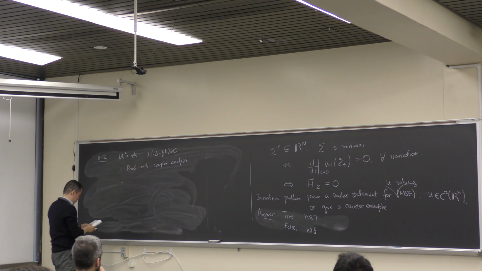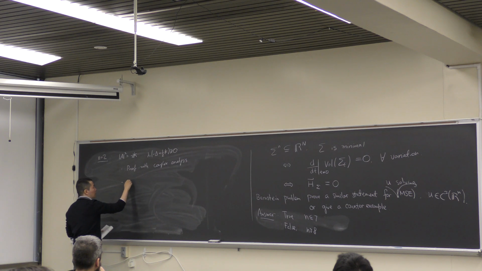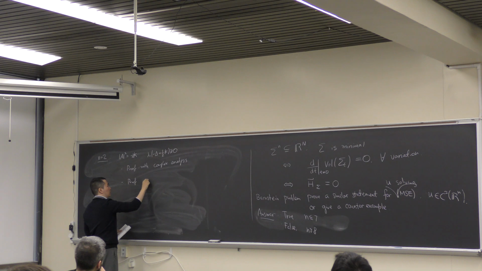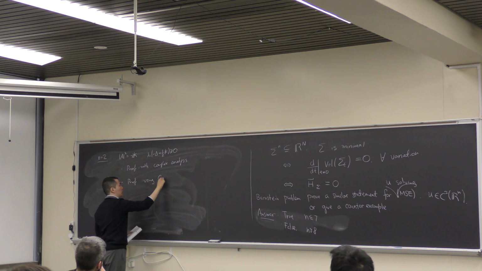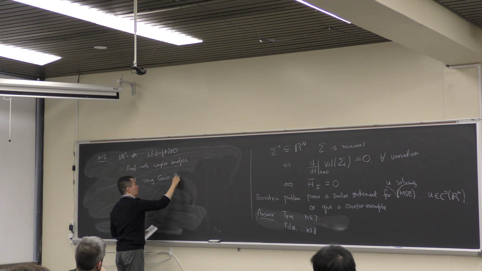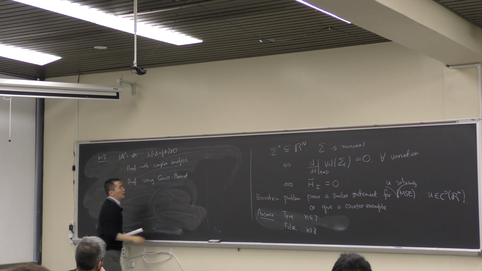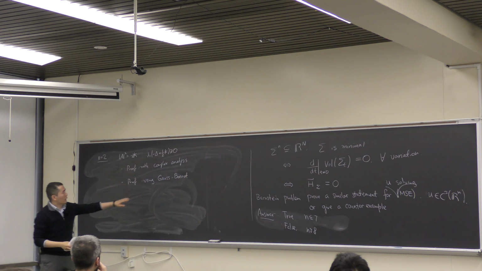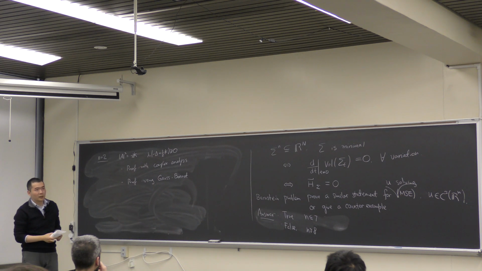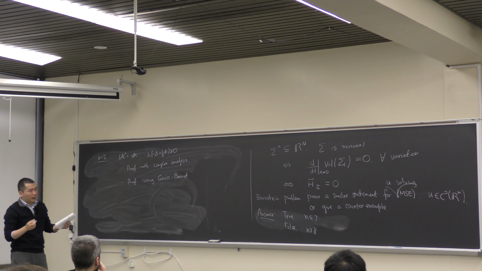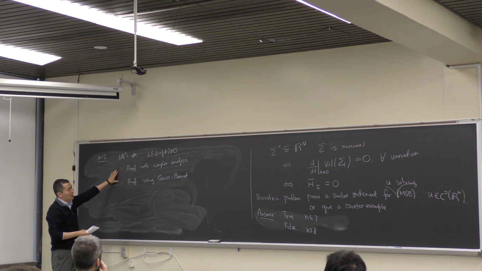So here, let me just write: using Gauss-Bonnet. I'll try to get back to this third proof a little bit in 10 minutes or so. But in any case, you see these proofs are really two-dimensional, right? Really restrictive.